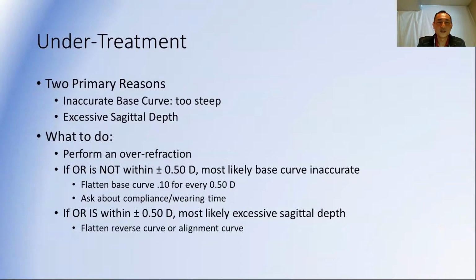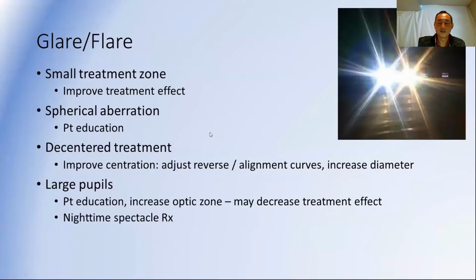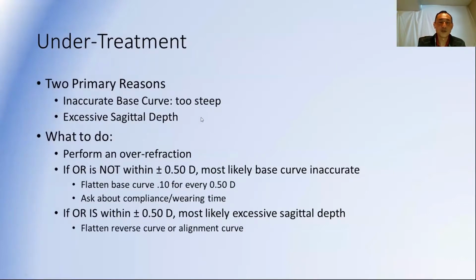Under treatment is either because you don't have the accurate base curve, so you should know that by doing the overrefraction, or because the lens has too much sagittal depth, meaning the base curve is not close enough to the cornea. So do an overrefraction. If you're not within a quarter diopter of plano, then definitely change the base curve. If the lens is too far away from the cornea, then you need to decrease the sagittal depth, and you do that by flattening the reverse curve or flattening the alignment curve. You never change the base curve to change the fit. You want to leave the base curve alone, assuming it's accurate.